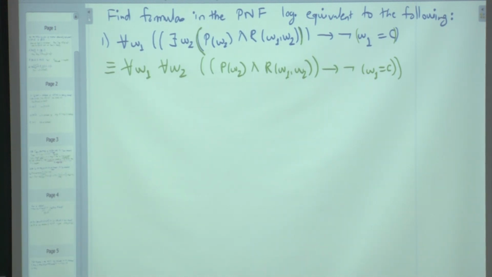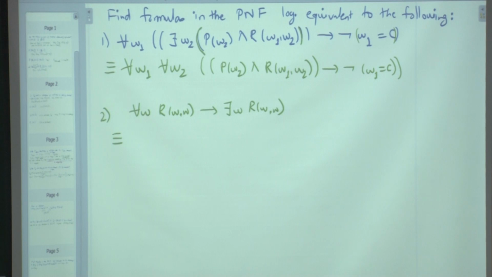You just have to use this logical equivalence sequentially. Maybe I should do one more. Yeah, the second problem is this. For all W, R(W, W) implies there exists W, R(W, W). How do you write it in prenex normal form?